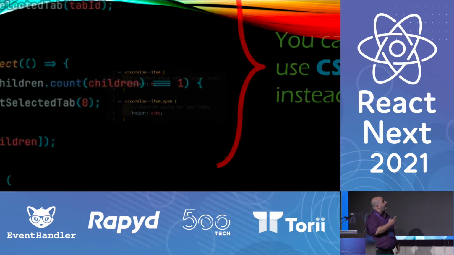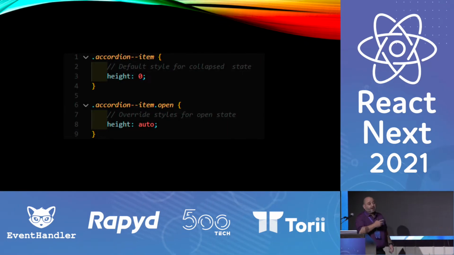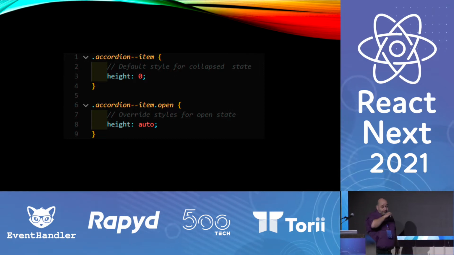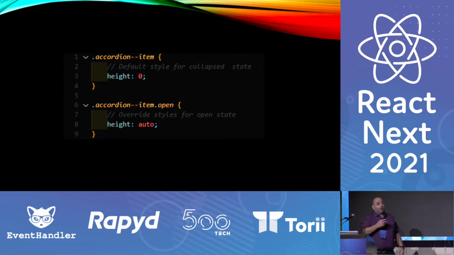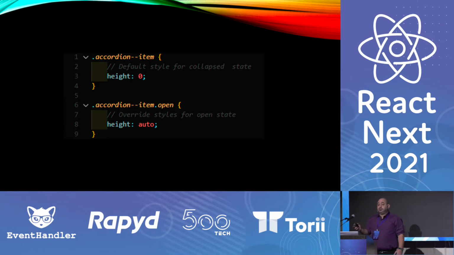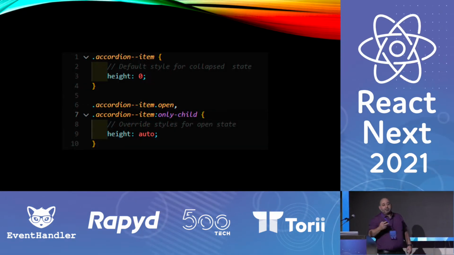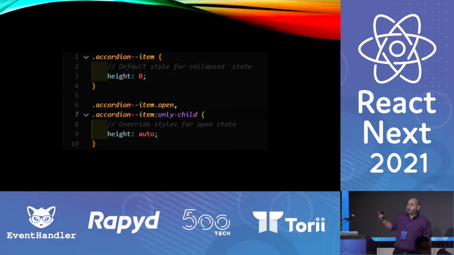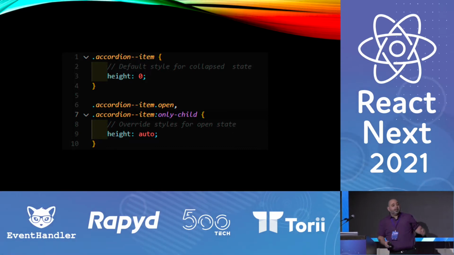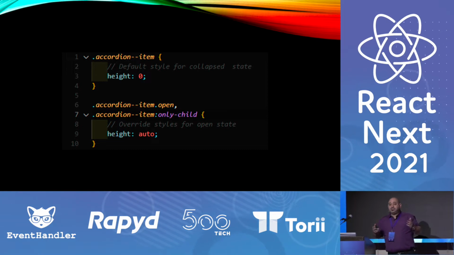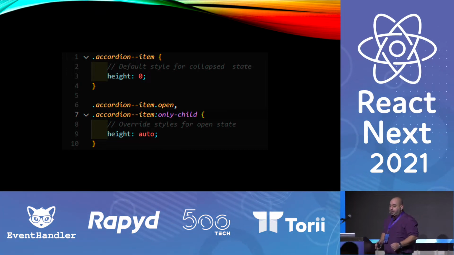Just go to your CSS file, and in the second class, in the open class, just add item only-child, and then when the item is an only child, when there's only one item, it will always be open. That's it. Much simpler.